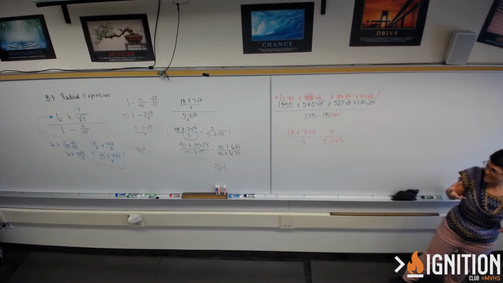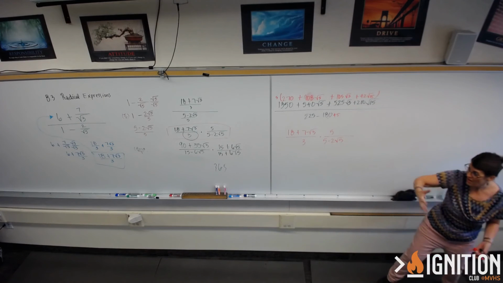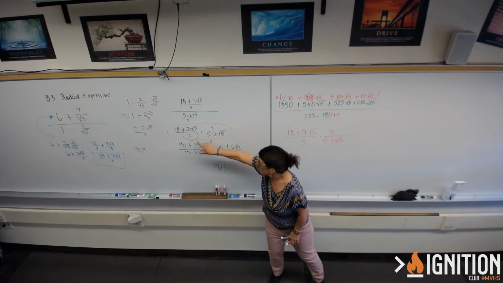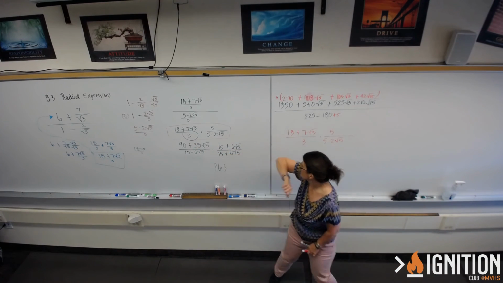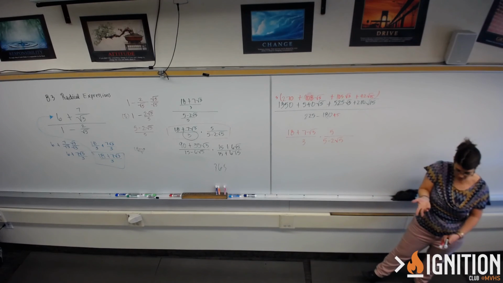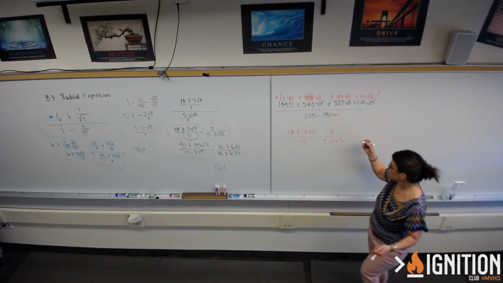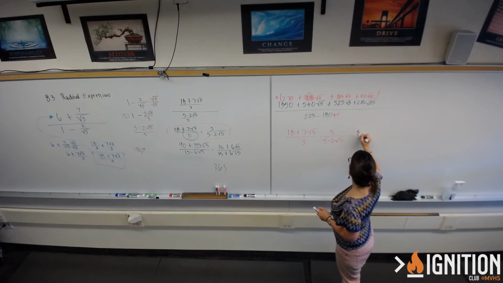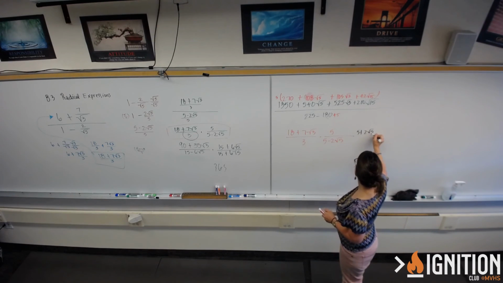So how do you know when you should distribute? Just look at the numbers. Do I really want to multiply 3 by, you can think ahead, I know you can. Do I want to multiply by 15 and 6, or do I want to multiply by 5 and 2? I think that's a logical choice for all of us. So I'm going to multiply by 5 plus 2 root 5 over 5 plus 2 root 5.